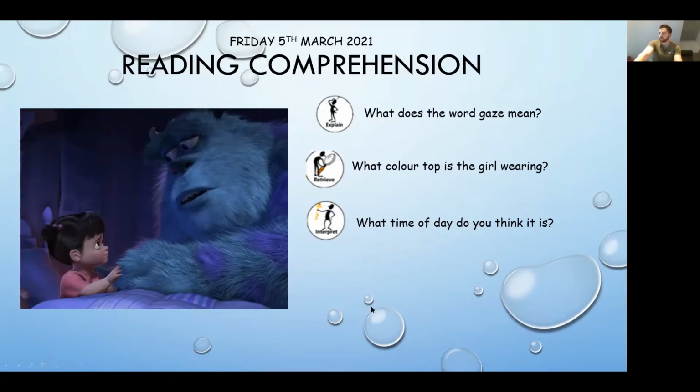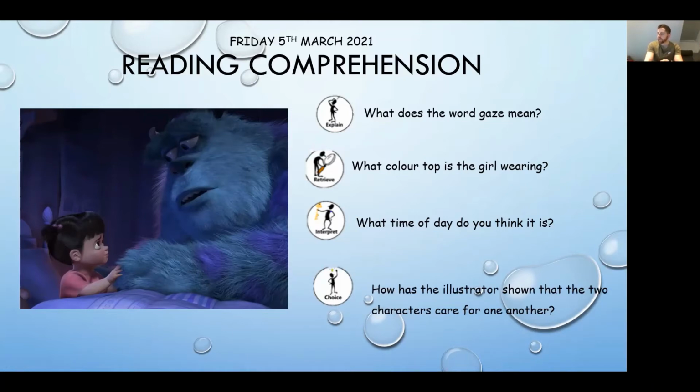For our interpret. And lastly, how has the illustrator shown that the two characters care for one another? So I want you to pause your video and have a go at that one now. Okay, so I think the illustrator has shown that they care about one another because they're looking into each other's eyes, and as well they're holding hands, okay, or holding claws or paws. So you can see that, so they're looking at each other with wide eyes and they're holding one another's hands. So well done if you managed to get those four correct, or three of them correct, or however many correct.